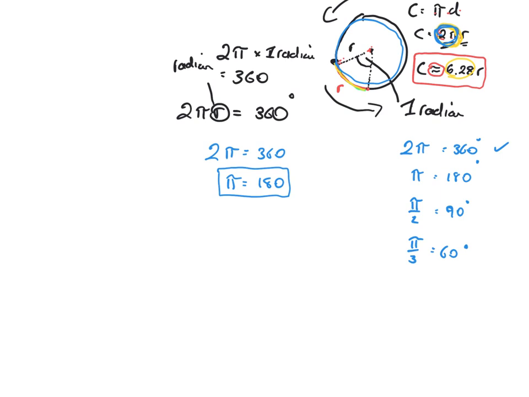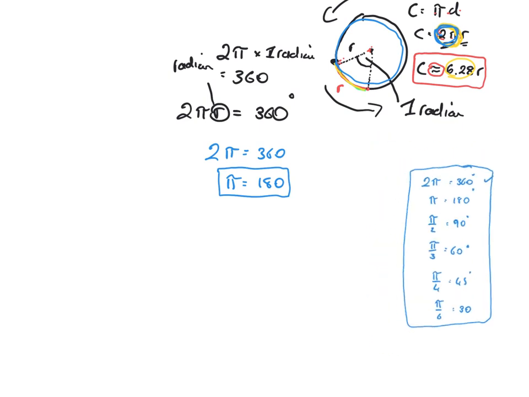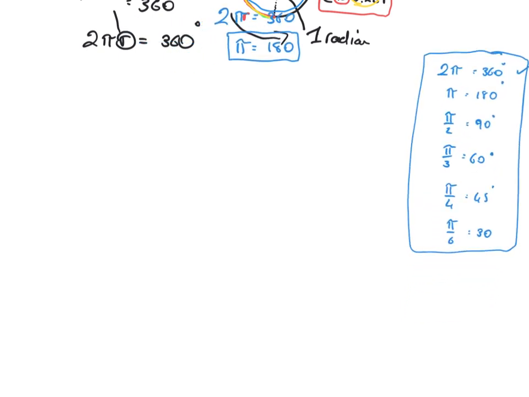Well, if 2 pi radians is 360, then pi radians would be 180. Pi over 2 radians is 90 degrees. Pi over 3, 60 degrees. Pi over 4 then would be 45 degrees. And pi over 6 is 30 degrees. Okay, so those are ones that we really want to know off by heart. 2 pi radians is 360, pi radians is 180, pi over 2 radians is 90 degrees, pi over 3 radians 60 degrees, pi over 4 radians 45 degrees, and pi over 6 radians is 30 degrees.